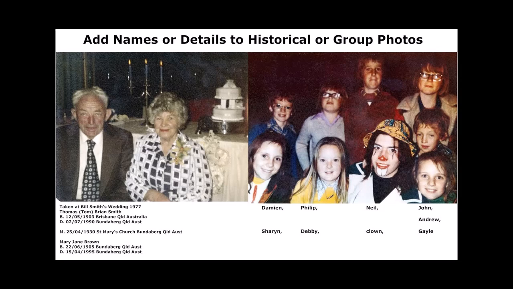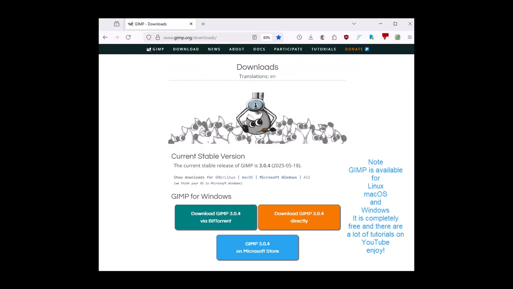This is a quick version of adding text above and below pictures, whether it's for genealogy or just cataloguing things or locations or people, using GIMP, which is a free software package like Photoshop, and it's from gimp.org, GIMP.org. Hope you enjoy.